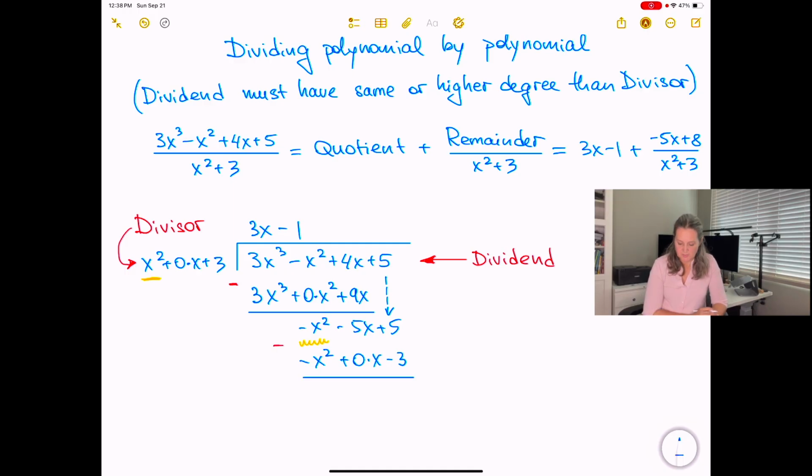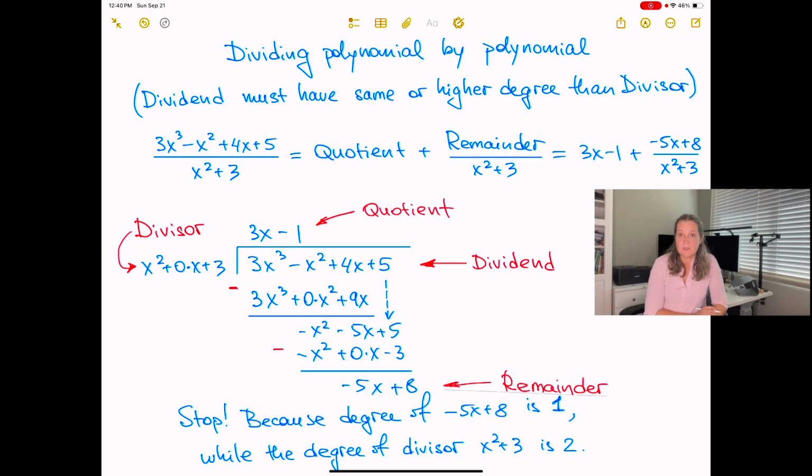Now let's subtract our last row from the row above. Minus x squared minus minus x squared is 0. Minus 5x minus 0x is minus 5x. 5 minus minus 3 is 5 plus 3, or 8. Completing long division allowed us to determine the whole part, 3x minus 1, which we call the quotient.